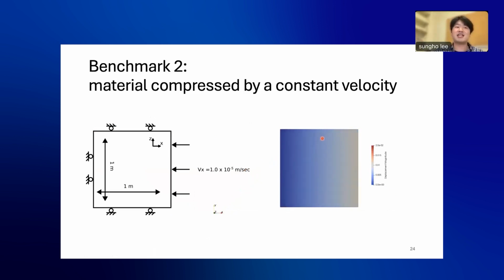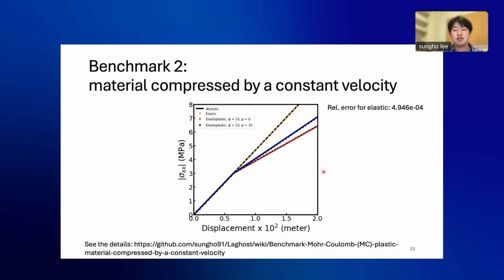And this is the second benchmark. We call it the odometer test. So this box is compressed by a constant velocity like this. So we can expect the displacement to increase linearly like this, and the horizontal stress also increases according to the displacement increase.